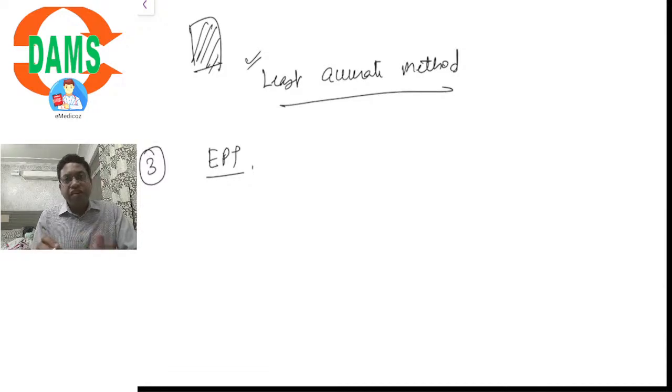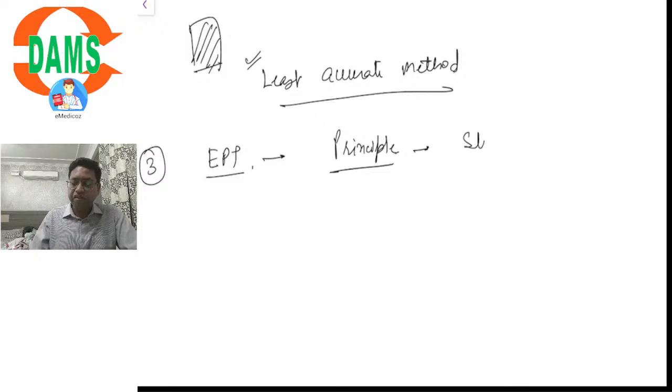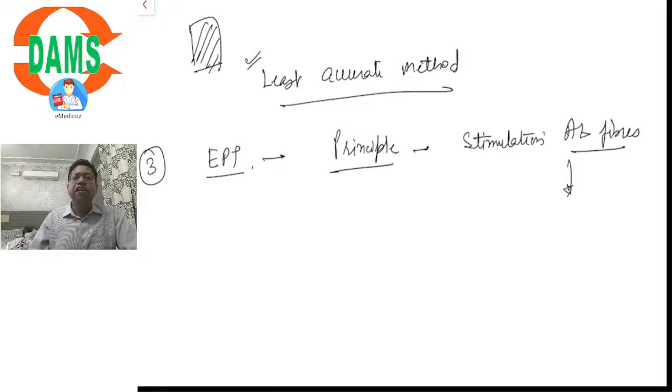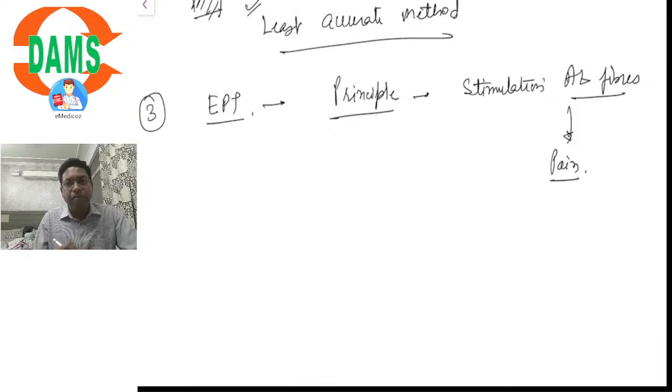Now, because of the convenience, the electric pulp tester has become one of the most common methods of pulp sensibility testing, EPT. Okay. What is the basic principle? Whenever we apply electric current via EPT onto the tooth surface, there is again stimulation of which fibers? A delta fibers. And this stimulation of A delta fibers via the electric pulp tester causes pain, and we assume the pulp to be viable because viable nerve fibers are present in the pulp.